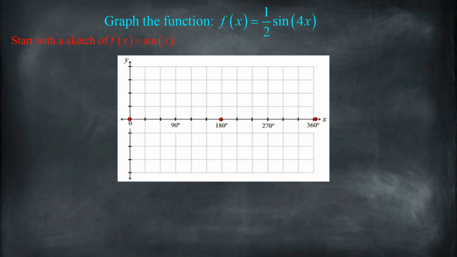But let's say that your period was not 360 degrees. Let's say it was 180 degrees. Well, then the halfway point would be 90, so you'd have an x-intercept at 90, right? Now, your maximum happens a quarter of the way, which is at 90 degrees, and your minimum happens 3/4 of the way. 3/4 of 360 is 270.